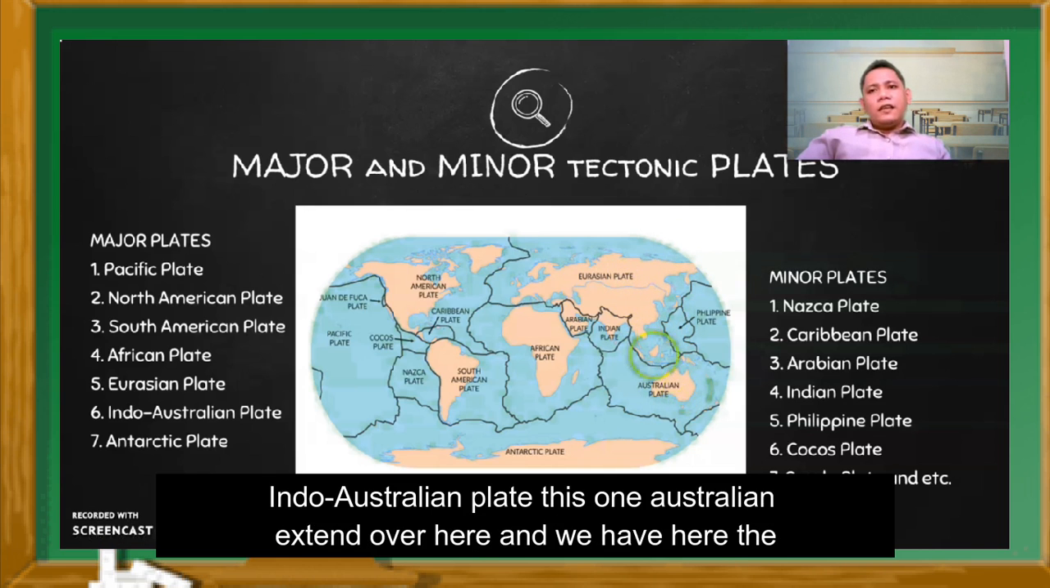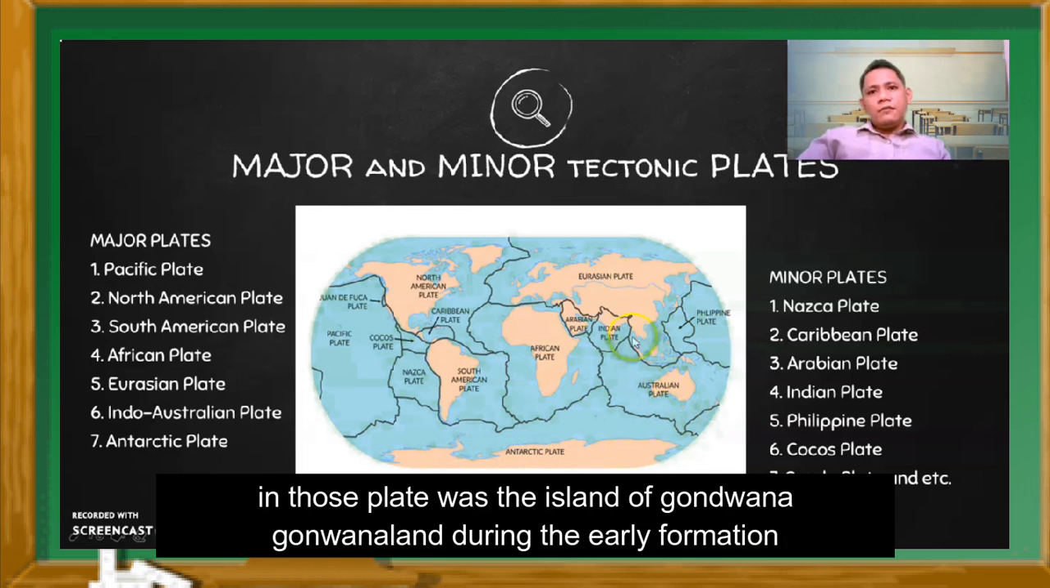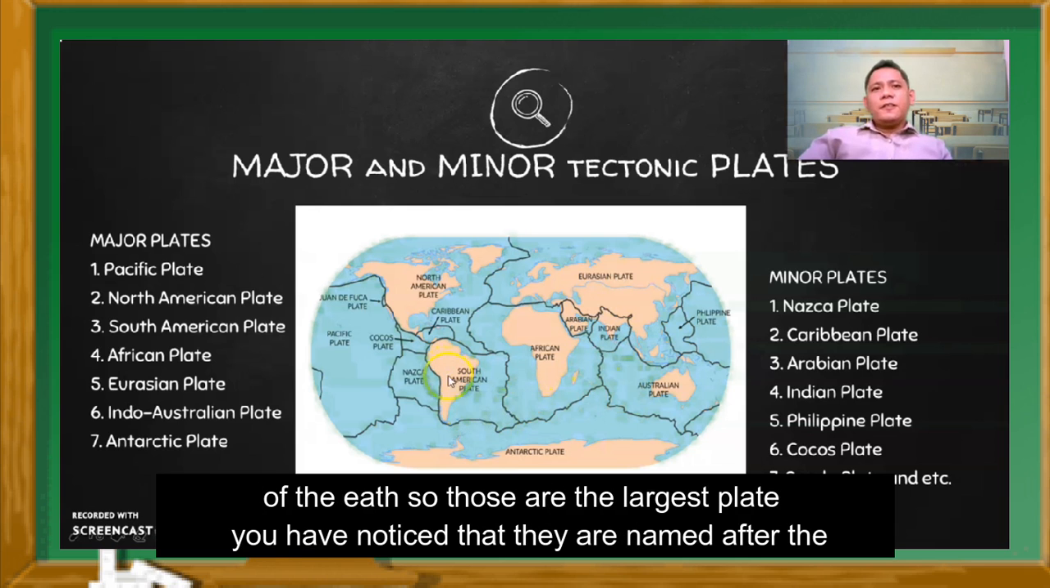And next we have the Indo-Australian plate. This one, the Australian plate, extends over here. And we have here the Antarctic plate over the south. It was believed that this Antarctic plate and the Australian plate make up the landmass of Gondwana during the early formation of these continents. So those are the larger plates.